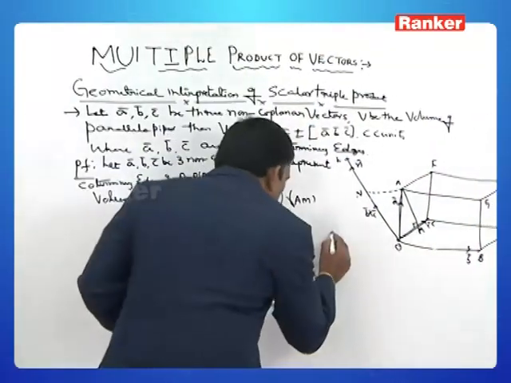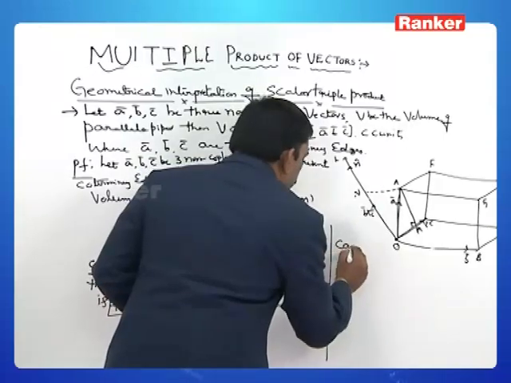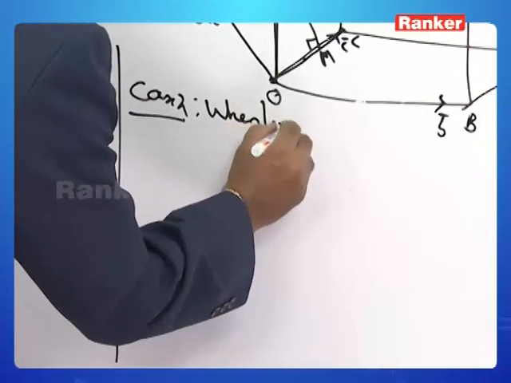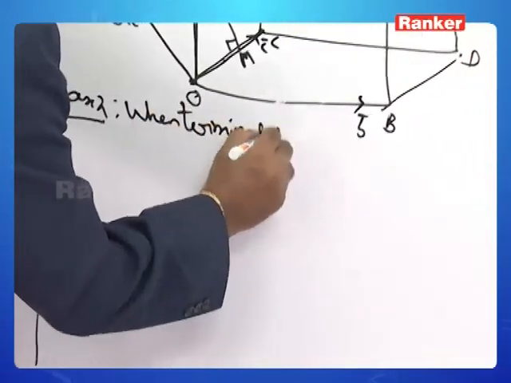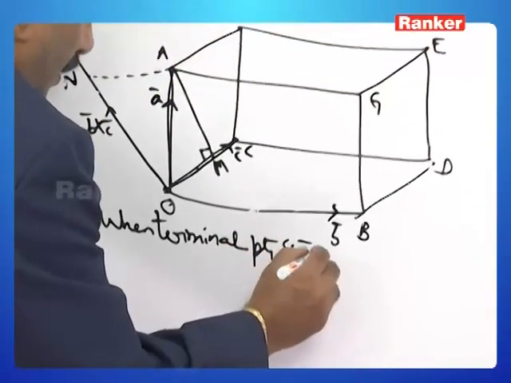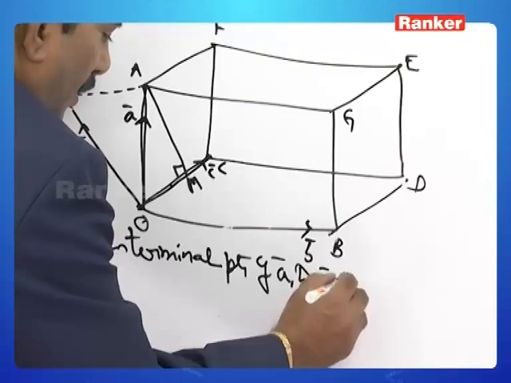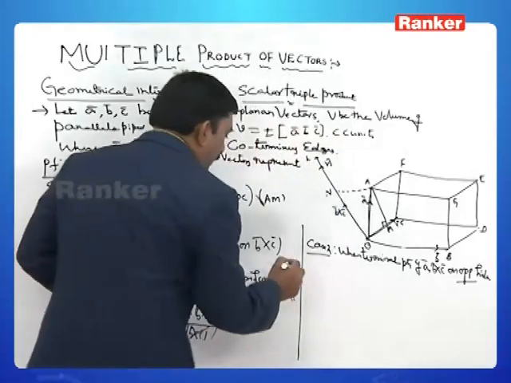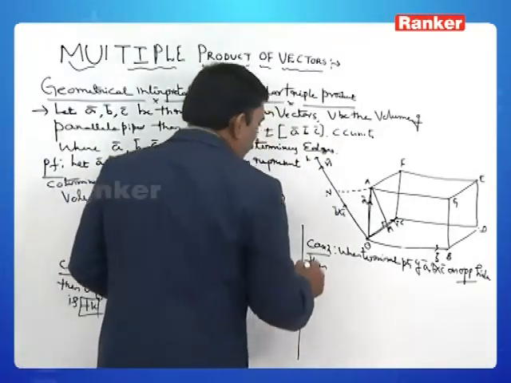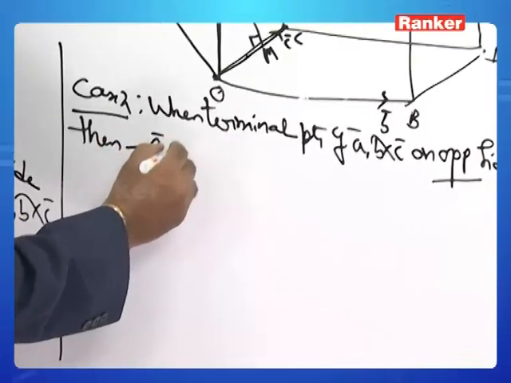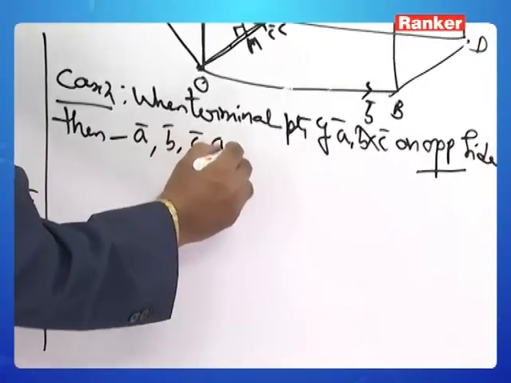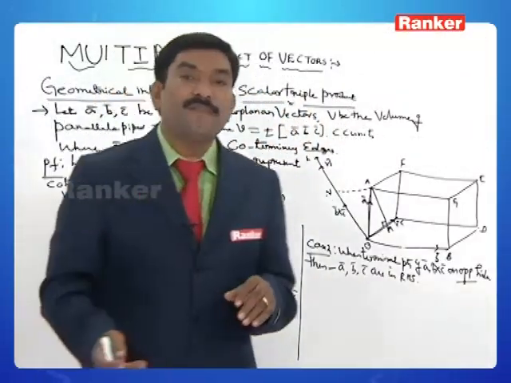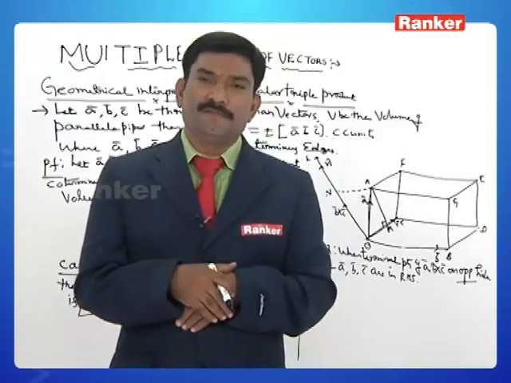Then what I do is, here it comes, case 2. When the terminal points of A bar and B cross C are on opposite side, then minus A bar, B bar, C bar are in a right-handed system. Actually, A bar, B bar, C bar are in left-handed system. You have to change the direction.